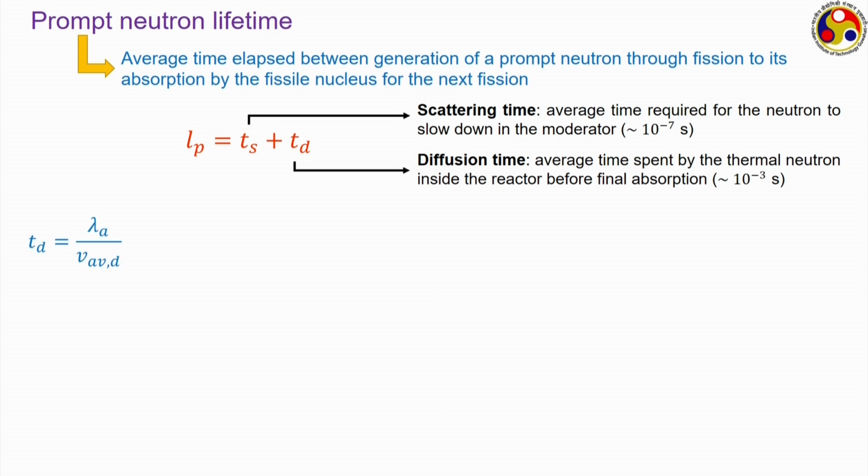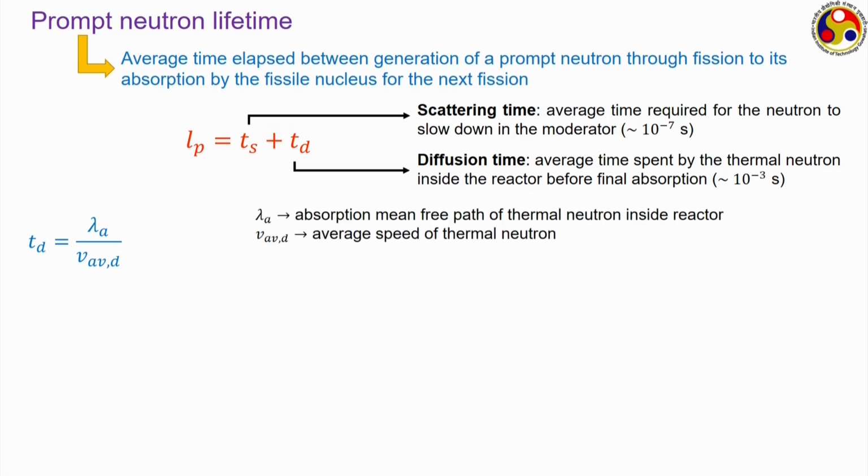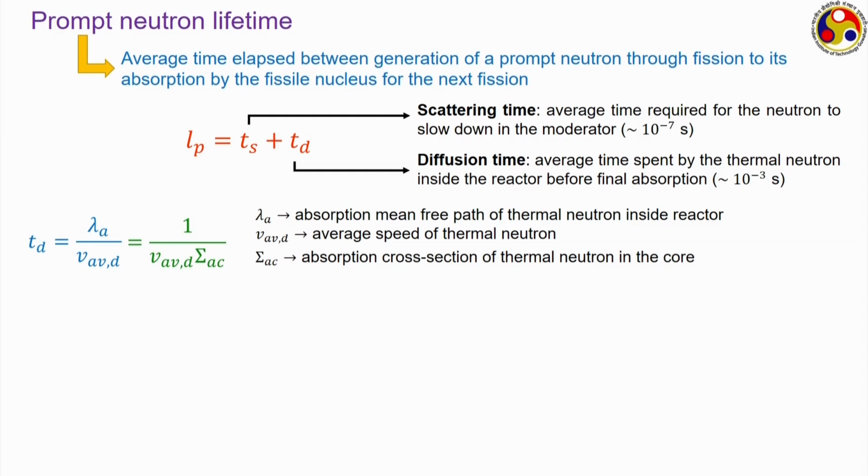Let us try one case, that is, the typical diffusion time can be defined as λA by V average, where λA is the absorption mean free path of the thermal neutron inside the reactor and V average is the average speed for the thermal neutron. And as λA is inversely proportional to the absorption cross section of thermal neutron in the core, we can always write this. Here again I would like to mention λ refers to the absorption mean free path, and so ΣA corresponds only to the macroscopic absorption cross section, and V average is the average speed of the thermal neutron.